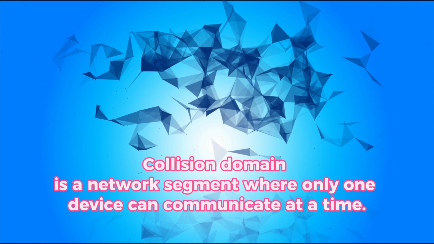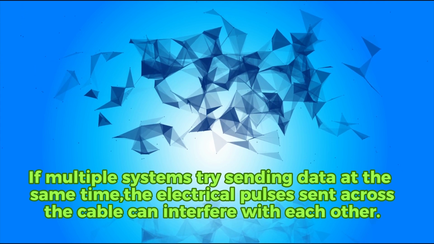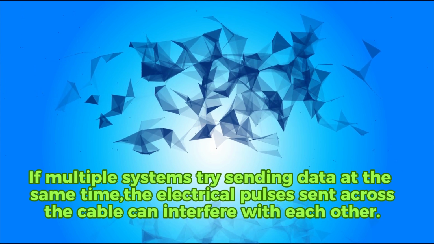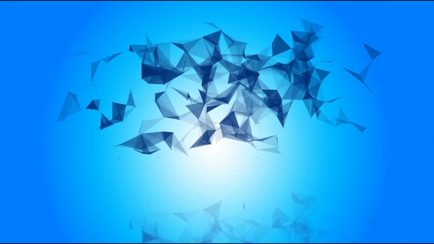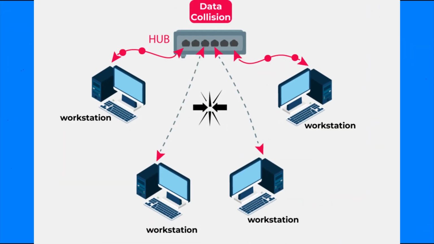A collision domain is a network segment where only one device can communicate at a time. If multiple systems try sending data at the same time, the electrical pulses sent across the cable can interfere with each other. This causes these systems to have to wait for a quiet period before they try sending their data again. It really slows down network communications and is the primary reason hubs are fairly rare. They're mostly a historical artifact today.